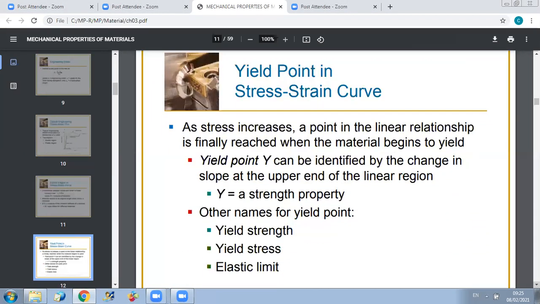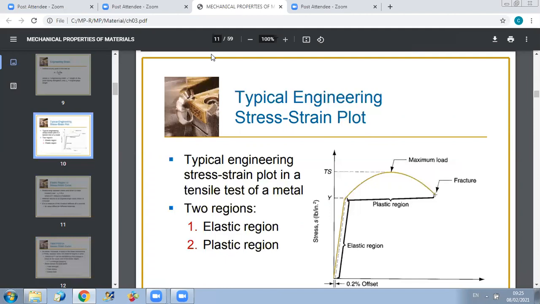Now, what is the definition of yield point in the stress-strain curve? We have seen that as stress increases, a point in the linear relationship is finally reached when the material begins to yield. When we say it begins to yield, it makes a transition from the elastic to the plastic zone. The yield point can be identified by the change in slope at the upper end of the linear region. If you go back to the figure here, the slope before the yield point was equal to the elasticity modulus, while just after the yield point you have a sudden decrease in the slope. The slope is much lower.